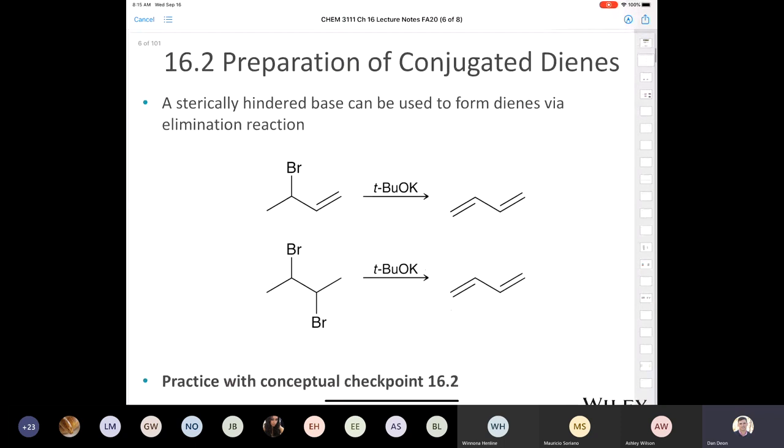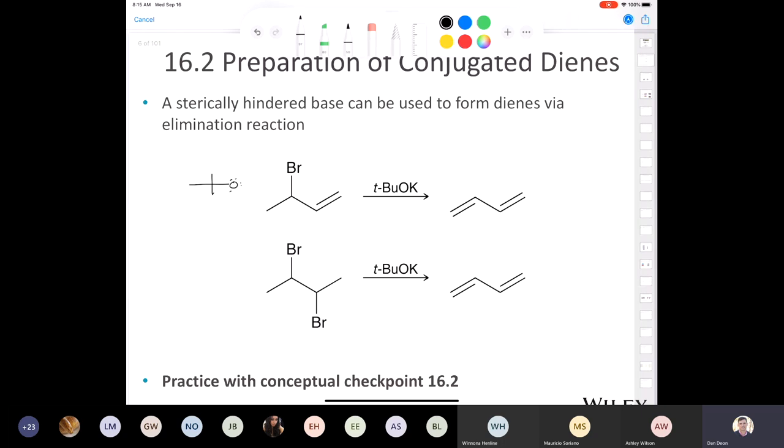So let's talk about how you would prepare a conjugated diene. There's a couple of ways that are shown here. Nothing really new about this. We've looked at E2 reactions many times. If you take a secondary alkyl halide, like is shown here, these are both secondary, and you treat it with a strong base, strong nucleophile, but a hindered base like potassium tert-butoxide, you're going to get an E2 reaction. And you could practice drawing the curved arrows for this.